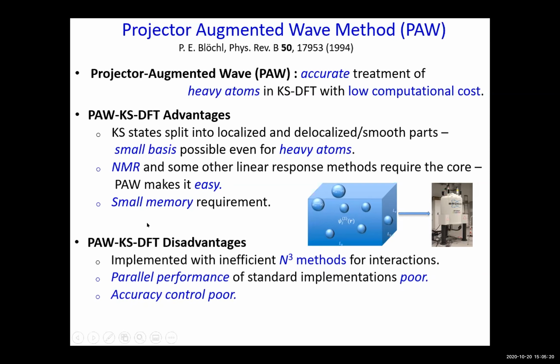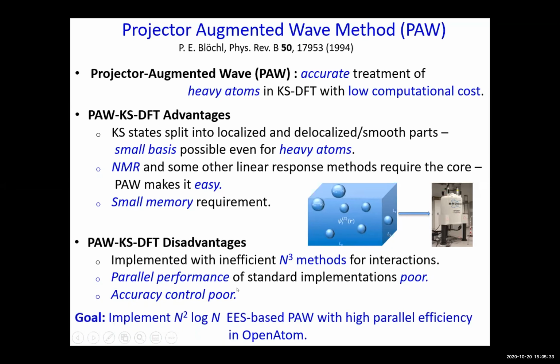So what we had to do, as we did for the plane wave code, is get all the methods except for orthogonality down from N cubed to N squared log N, improve the parallelization, and improve the accuracy. And we'd like to implement that in OpenAtom.